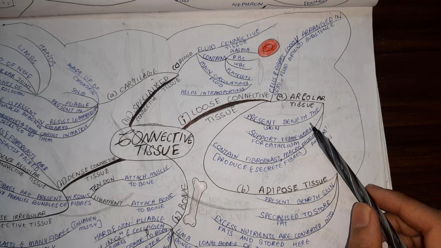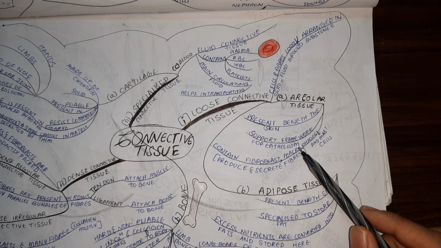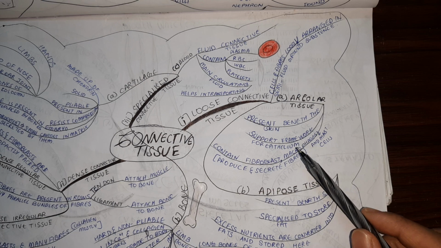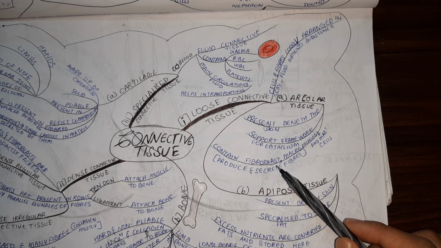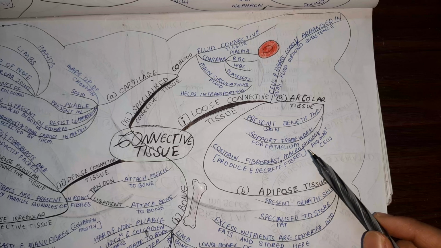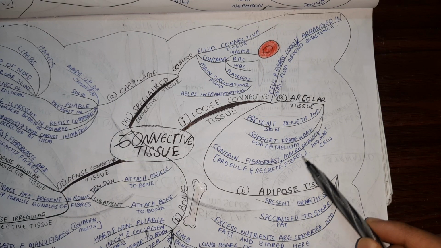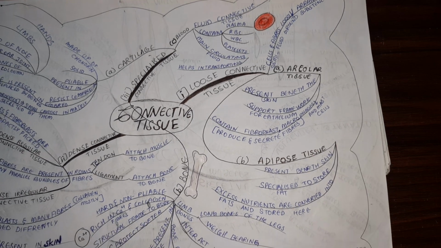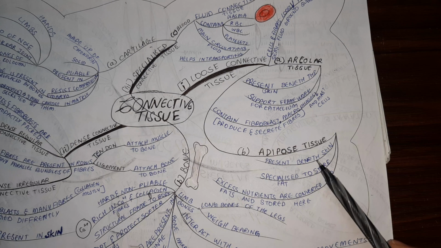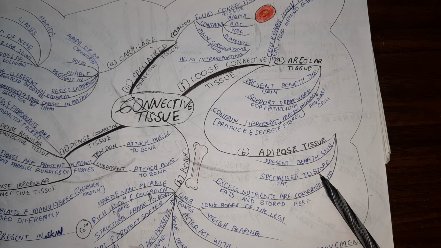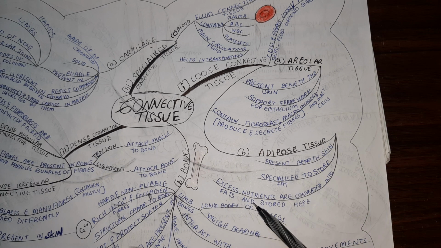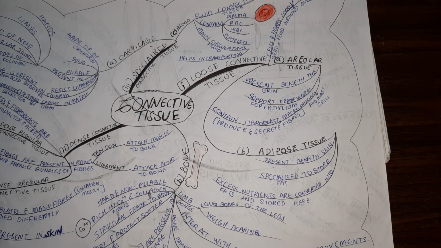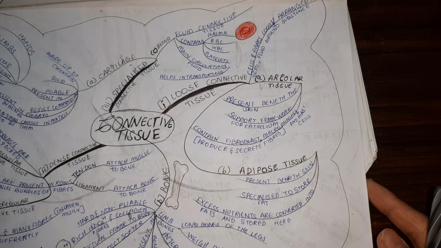Areolar tissue is present beneath the skin and it forms the framework for the epithelium. It contains fibroblasts, macrophages, and mast cells. These cells all produce and secrete the fibers. Second type is adipose tissue. This tissue is present beneath the skin and it is specialized to store fat. Excess nutrients are converted into fats and they are stored here in the form of adipose tissue. These were the two types of loose connective tissues.